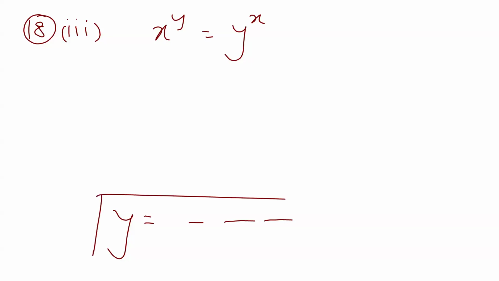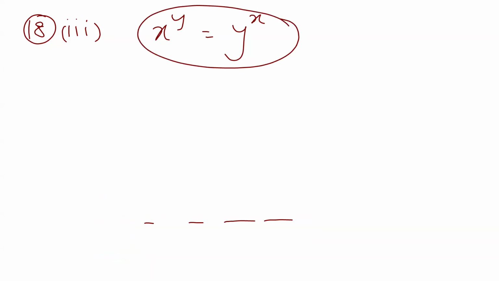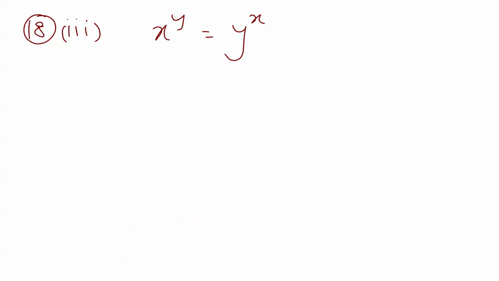So the problem is x raised to y is equal to y raised to x. Now see, in all the previous problems, whatever we have done till now, it was y equal to something. But here, x and y are together. So these are called implicit functions. When x and y are together, these are called implicit functions. There is one complete exercise based on this, but it's okay if you don't have the knowledge, because I'm going to explain this right now.